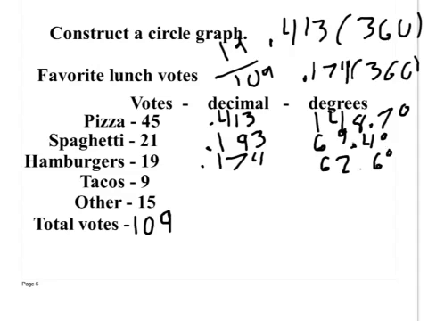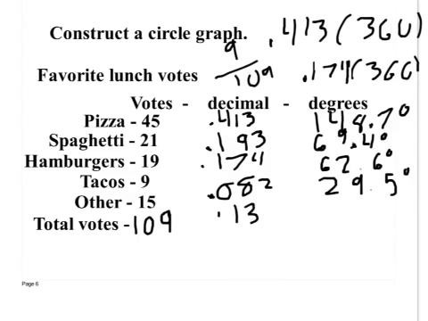Need to do it for taco as well, so I take 9 divided by 109. 0.082. 0.082 times 360 gives me 29.52. 29.5 degrees. Then I do my last one, which is 15 divided by 109. That gives me 0.138 as a decimal. 0.138 times 360 tells me I need to take out 49.7 degrees of the circle.